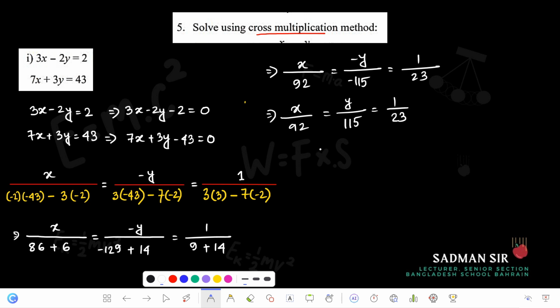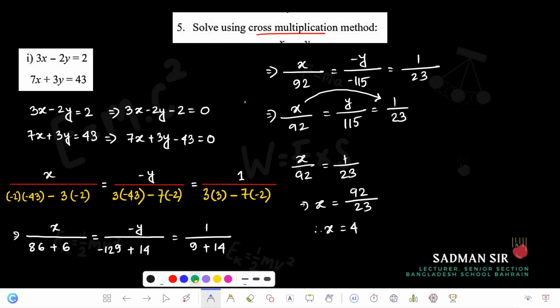So after this, what we will do, we will write this x divided by 92 equal to 1 by 23. So x equal to, if I do cross multiplication, then this 92 will be multiplied with the 1 here. So 92 ones are 92 divided by 23, and that will give us the value of x as 4. Okay, if you do the division, you will get 4.